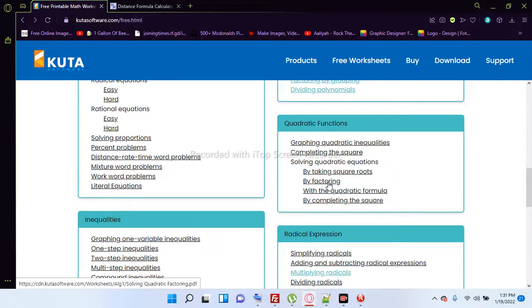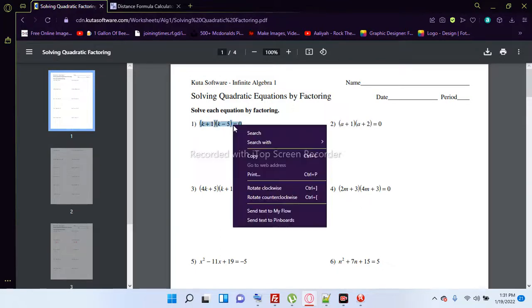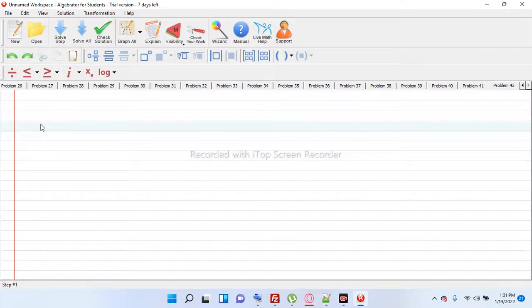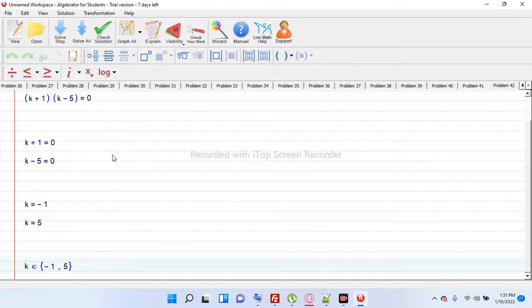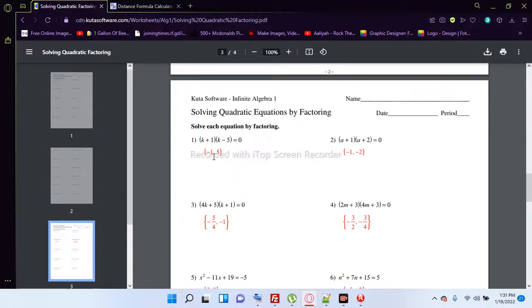Quadratic function. K plus 1, K minus 5 equals 0. Solve each equation by factoring. Okay, we're going to do this one. K plus 1, K minus 5 equals 0. Let's see if we can take that back over here. Control V. There it goes. K plus 1, K minus 5 equals 0, right? Solve. Wow. Negative 1, 5. Let's see if that's correct. Negative 1, 5.